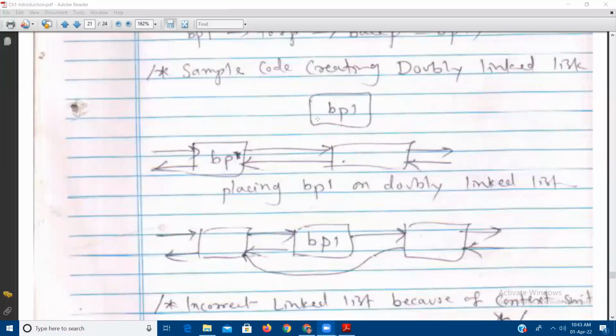So to insert one node inside these 2 nodes, I have to adjust 4 pointers. That is, this pointer should be adjusted over here. I will show with the help of again diagram. I will use the pen. Okay. So to insert BP1, just listen to me carefully to understand the concept over here.